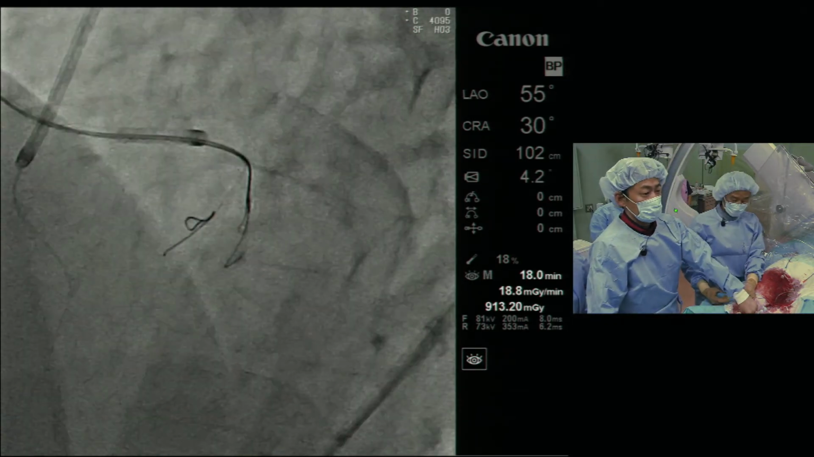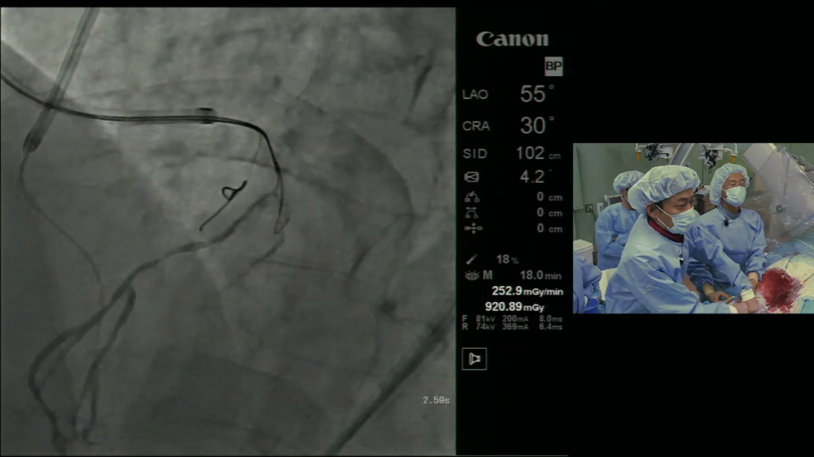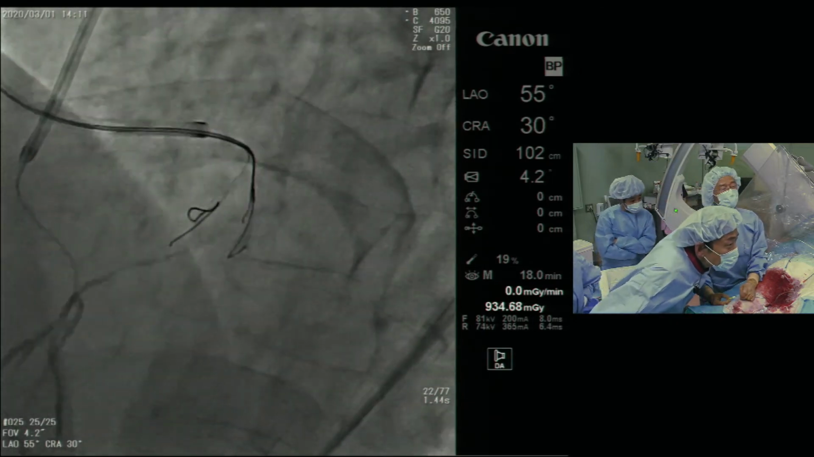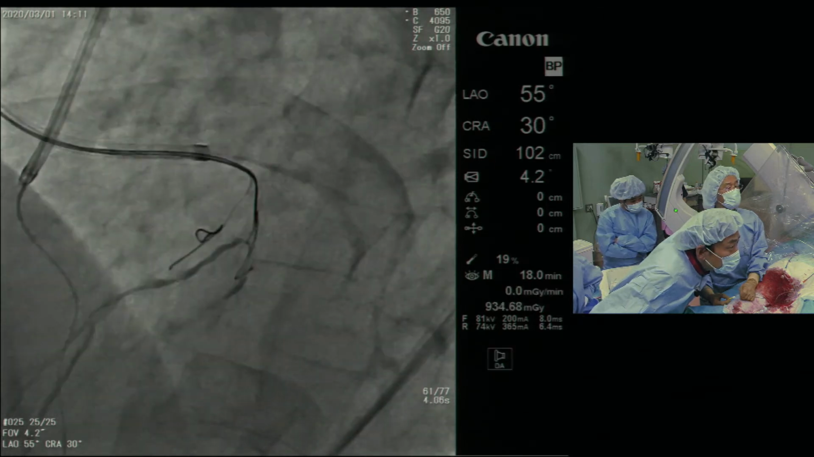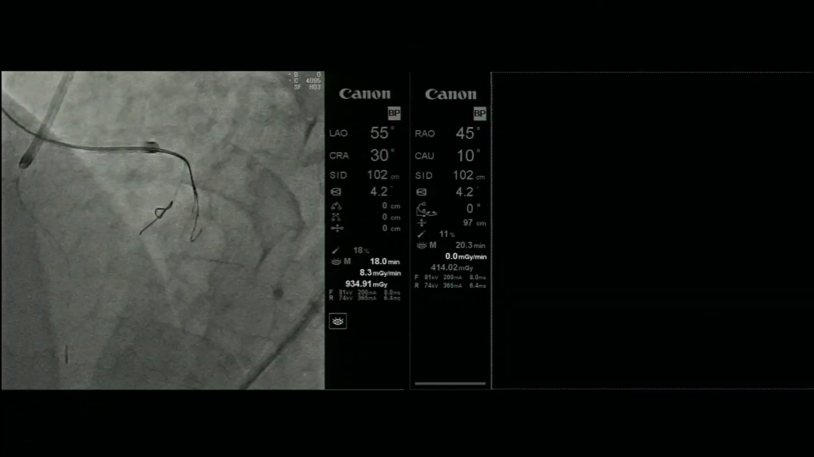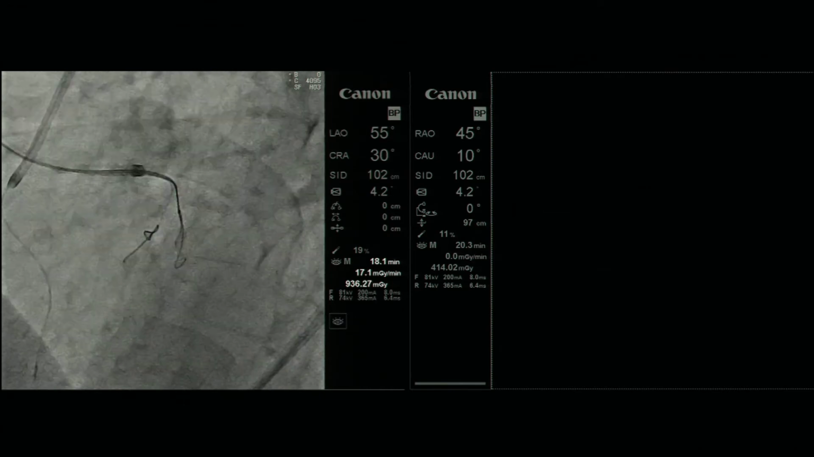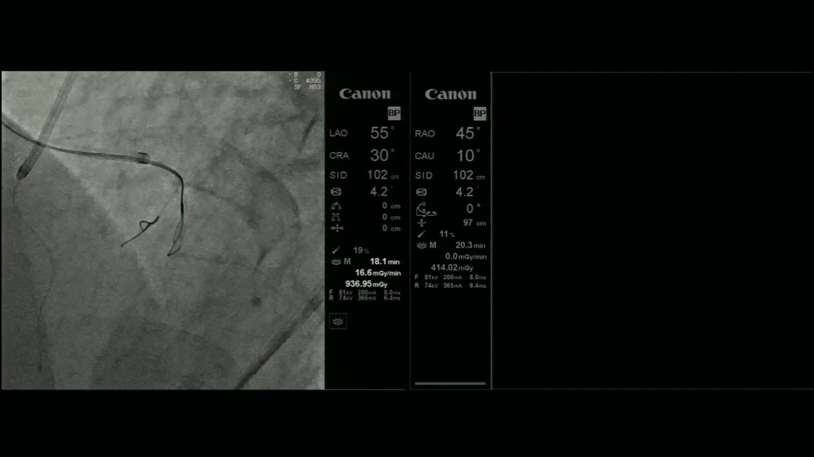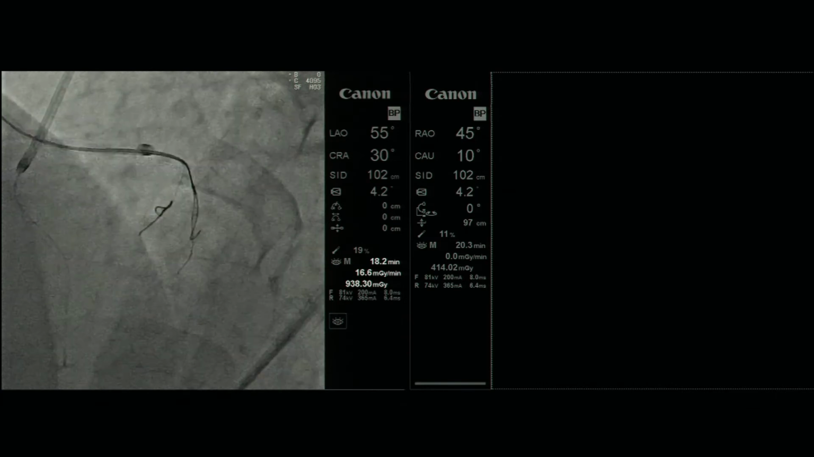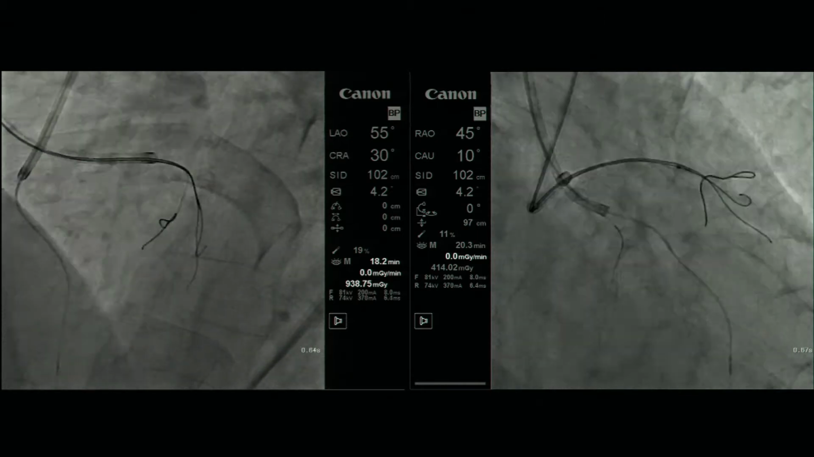We have to see. So we are now seeing the aerial view. Okay, check please. Now his wire in the aerial cranial view is located at the top of the bifurcation. So maybe the wire goes to the diagonal, right? Yeah. So we can check now.